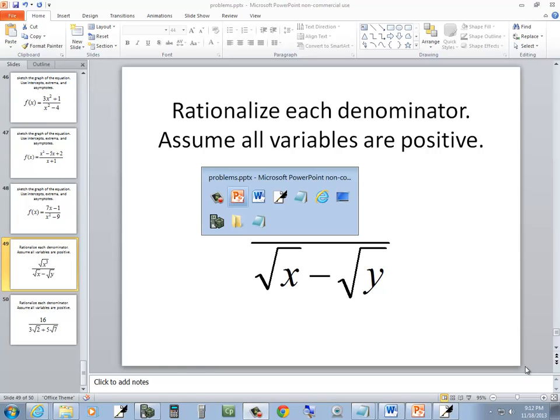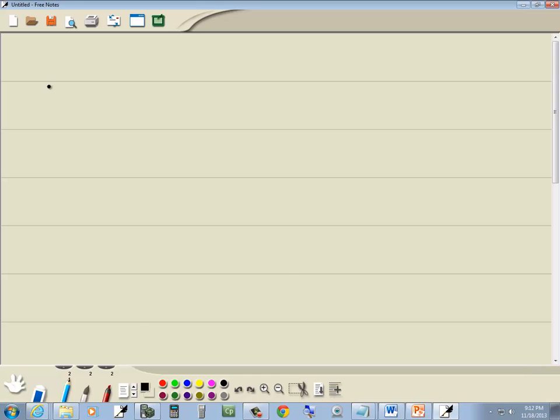Let's take a look at this problem. We got the square root of x to the third over square root of x minus square root of y. Well, first off, I can simplify that square root up on top. X to the third, that's 3 x's. Then we've got square root of x minus square root of y.